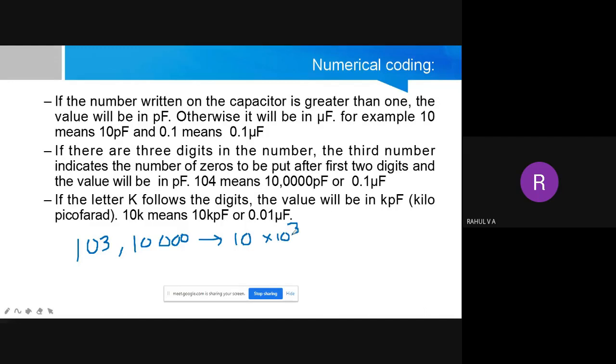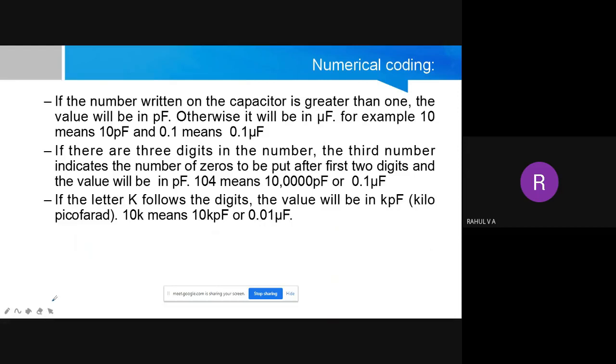So it is 10 raised to minus 12. So now I will get 10 into 10 raised to minus 9 farad. So this I can easily find out: 10 nanofarad. 10 raised to minus 9 is nothing but nano. 10 nanofarad, that's the value. Or even I can say like this, it is 0.01 microfarad. Both answers are correct. Nano means 10 raised to minus 9, micro means 10 raised to minus 6. So both answers are correct.